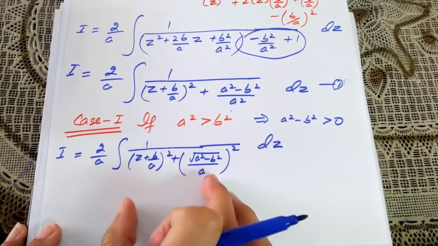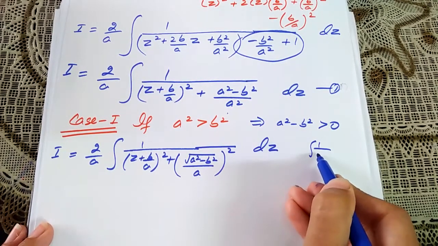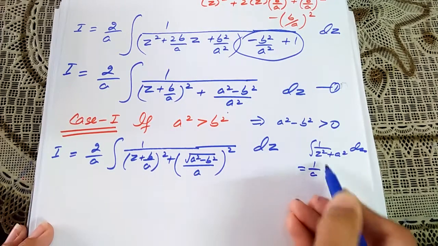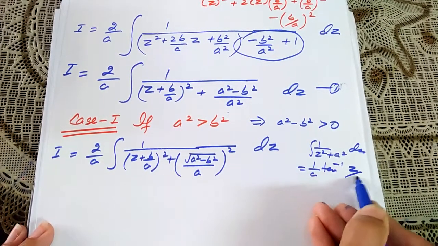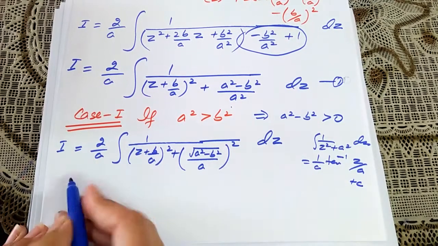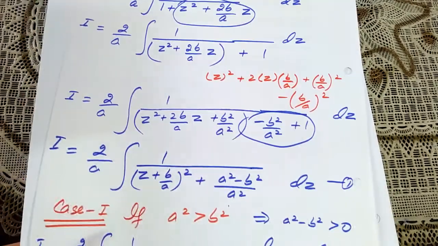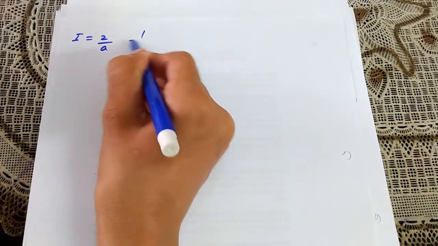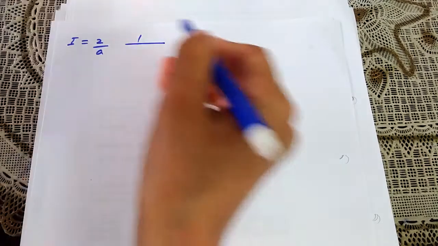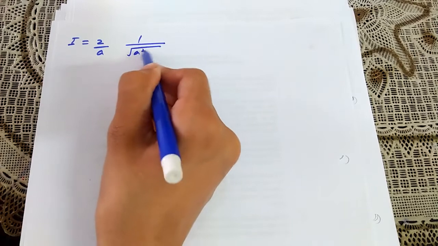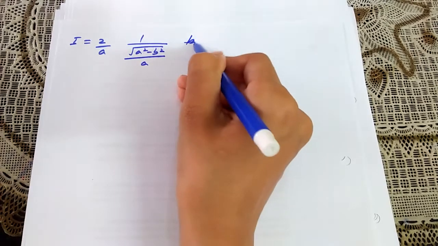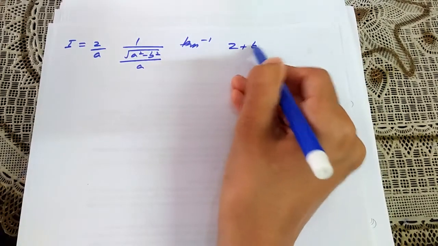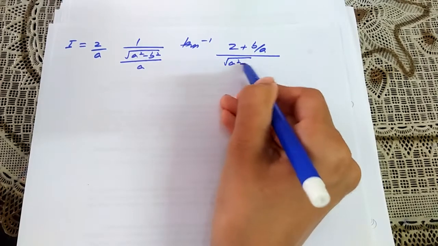And I know its formula, this is similar to integral of 1 over z square plus a square dz, that is equal to 1 over a tangent inverse z over a plus constant of integration. So using that formula, I will get in my answer I is equal to 2 over a, 1 over a. A here is this, 1 over a, that is square root of a square minus b square over a, tangent inverse of that variable over this a. That is z plus b over a divided by square root of a square minus b square over a.